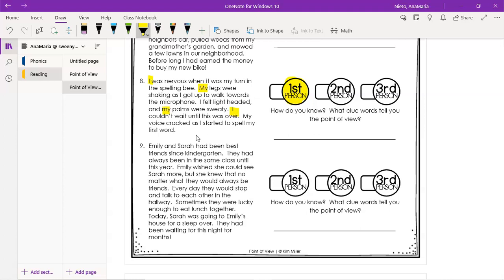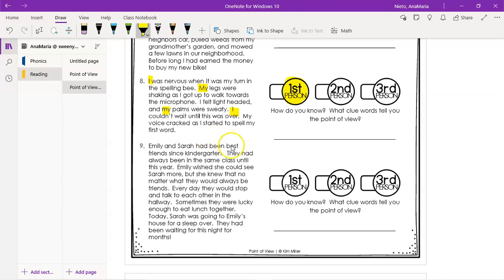Emily and Sarah had been best friends since kindergarten. They had always been in the same class until this year. Emily wished she could see Sarah more, but she knew that no matter what they would always be friends. Every day they would stop and talk to each other in the hallway. Sometimes they were lucky enough to eat lunch together. Today Sarah was going to Emily's house for a sleepover. They had been waiting for this night for months.